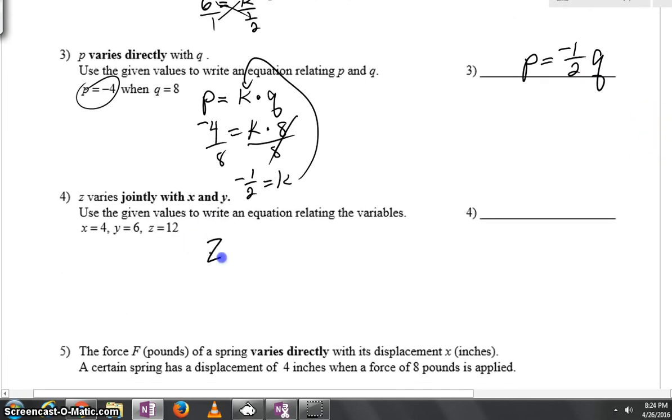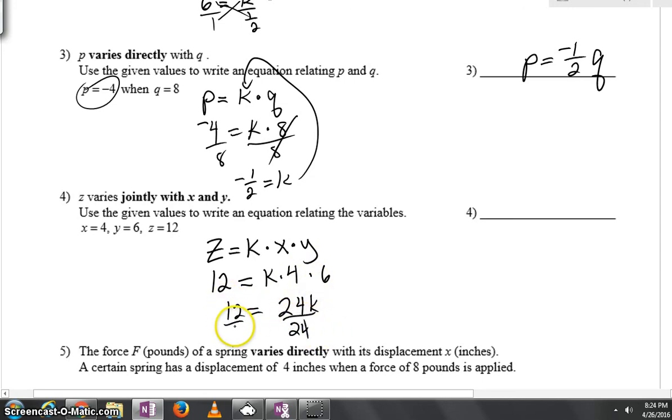For number 4, Z varies jointly with x and y, means Z equals K times x times y. And we can plug in 12 for our Z, 4 for our x, and 6 for y. 4 times 6 is actually 24. So we'll have 24k is equal to 12. When we divide both sides by 24, again, you can use a decimal or a fraction, but 12 over 24 would reduce to 1/2. You could use your calculator to see that if you'd like. Z is equal to 1/2 times x times y.